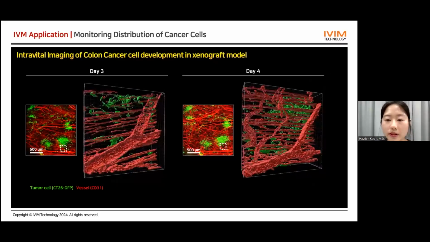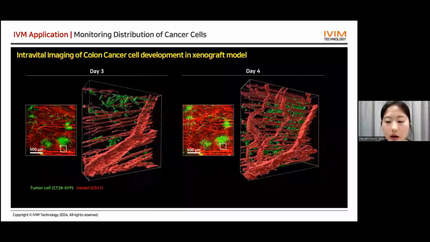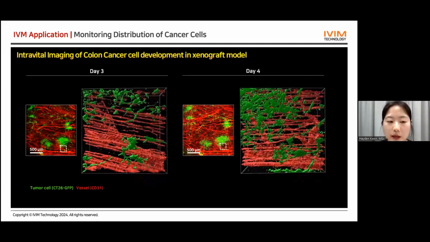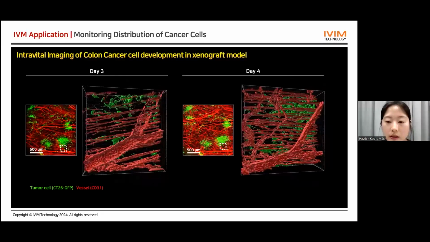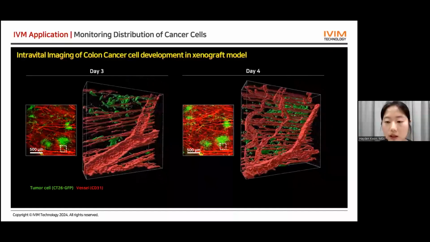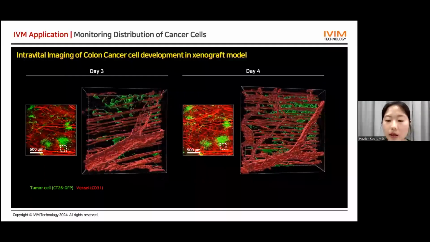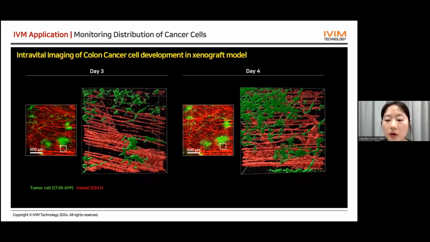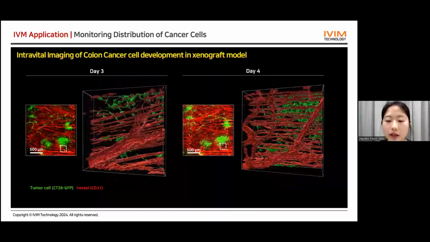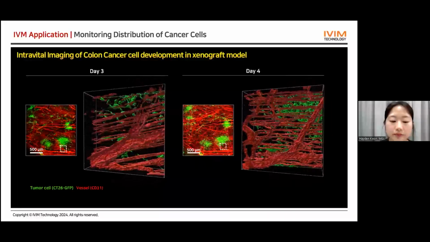So here are the 3D videos created through 3D reconstruction post-processing of spot 2 images from day 3 and 4. This demonstrates that IVIM Technology's microscopy not only captures images of cells within the body, but also enables quantitative and qualitative analysis, including area measurement and cell counting, for example.